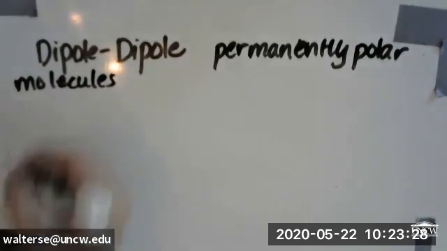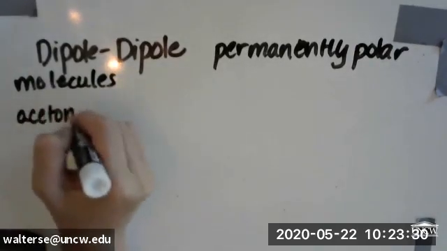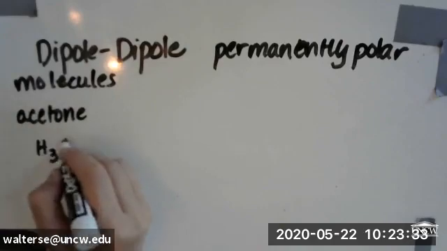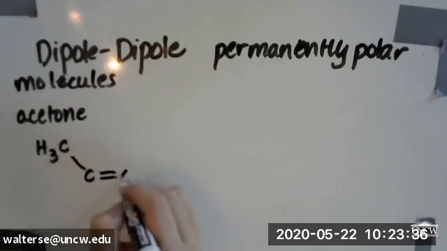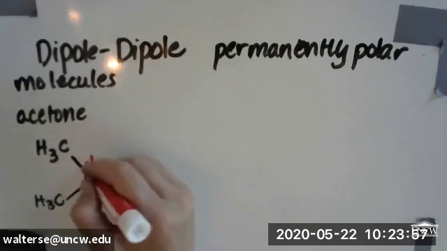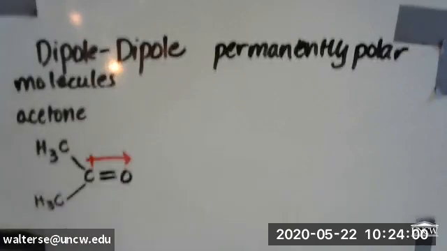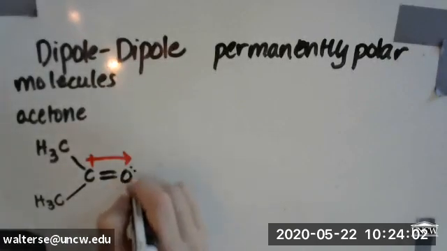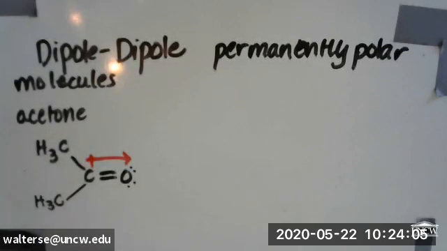So the example we're going to use is acetone. So acetone looks like this. The carbon to carbon bond component is nonpolar. The carbon to hydrogen bond is nonpolar. So this part of the molecule over here is not polar. But the carbon to oxygen bond is always polar in the direction of the oxygen.